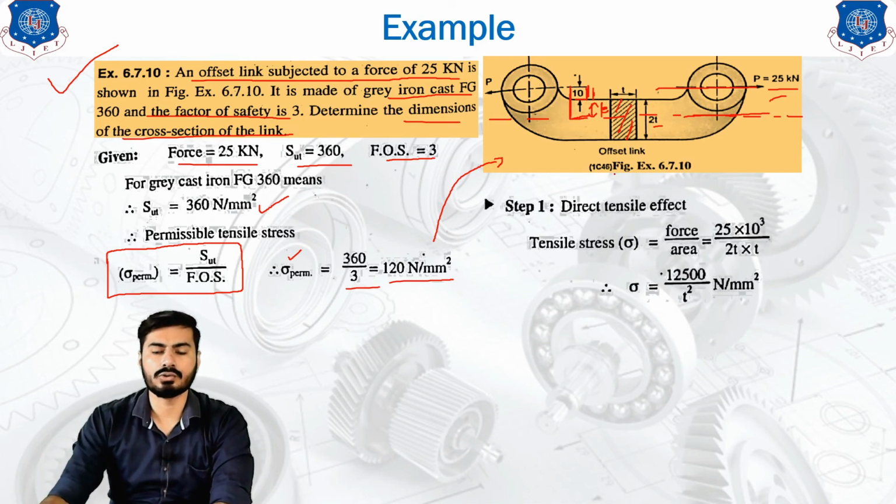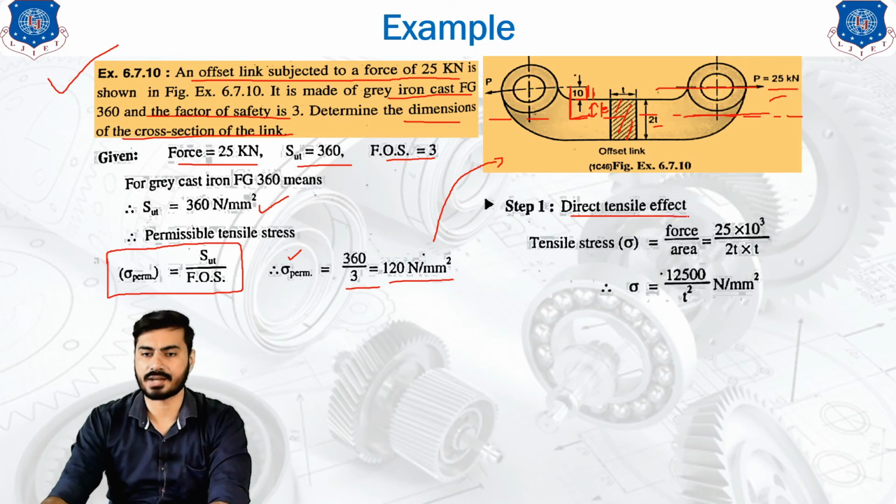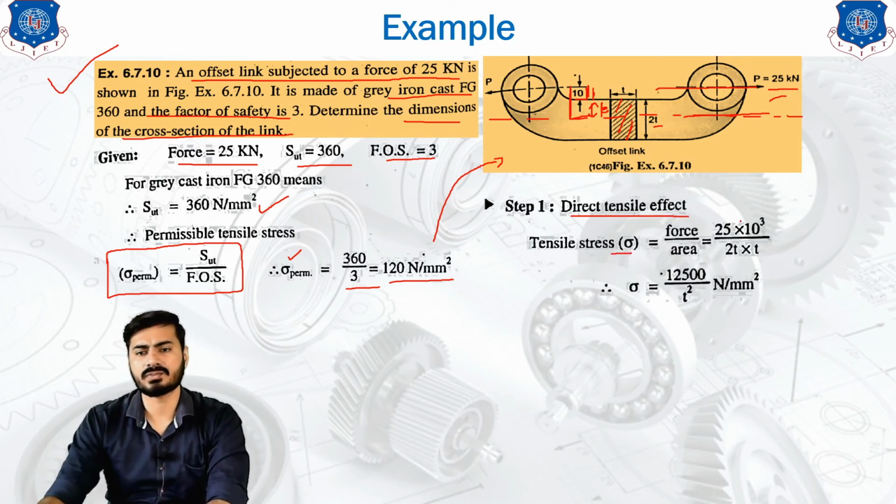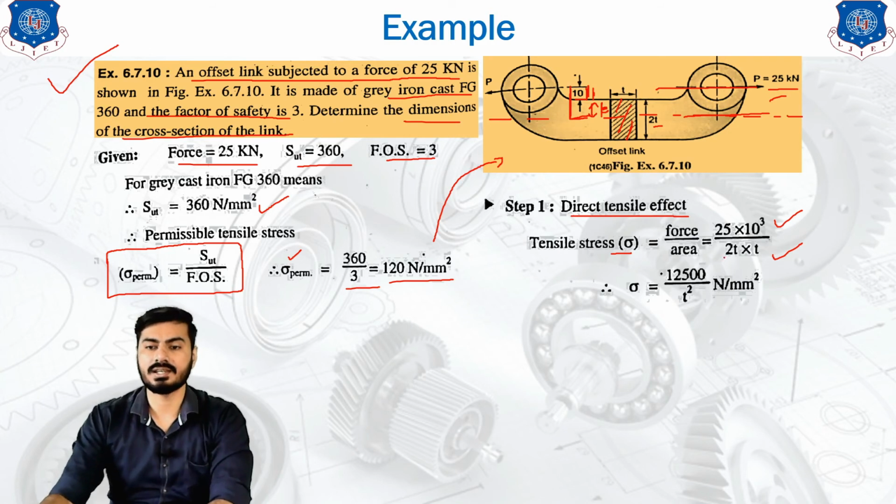Now we are going to find out first the tensile stress, which is the direct stress or the axial stress. So the axial stress formula is simple, that is force upon area. The cross section area is rectangular, and that's why the cross section area is 2t into t, and that's why your final answer would be in terms of t square like this.